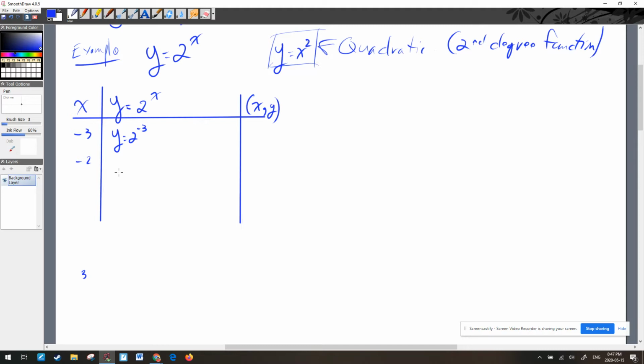Now, you could just go ahead, if you're a slacker, and grab your calculator and type that in. And that'd work. But I want to revisit some of the stuff that we worked with yesterday. This negative is going to cause me to reciprocate the base. Well, the base is 2. So to reciprocate it, I've got to put it as 2 over 1.